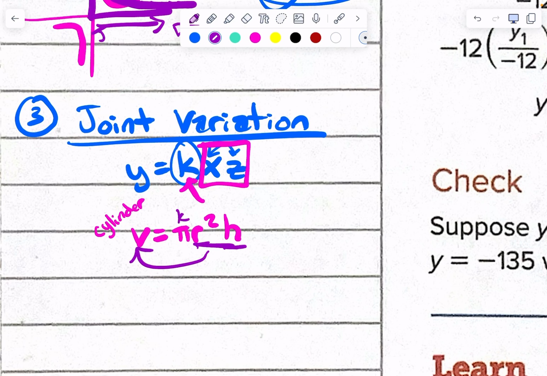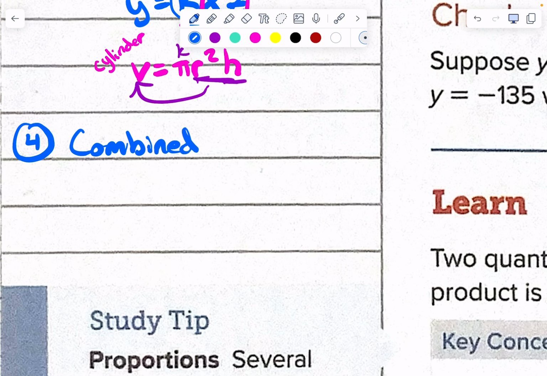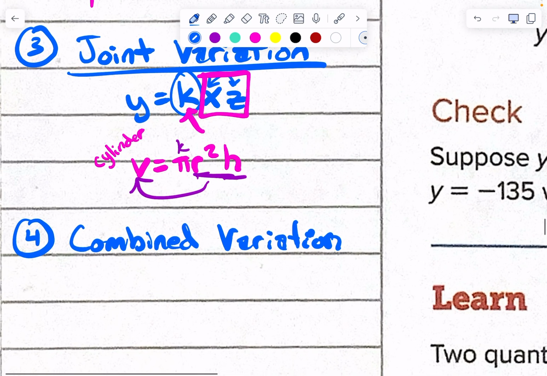Joint variation, 3 variables. You could have more variables. You could have 3 variables and then the 4th variable is what it's equal to, but joint variation has multiple variables. Got it? The last one, number 4, is something called combined variation. And is the other one non-linear too? This one's nonlinear, yes. The 3rd and the 4th one are nonlinear. We don't usually graph them because they're in 3D space because they have 3 or more variables, okay?